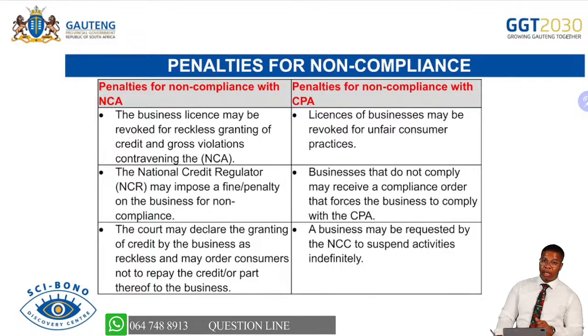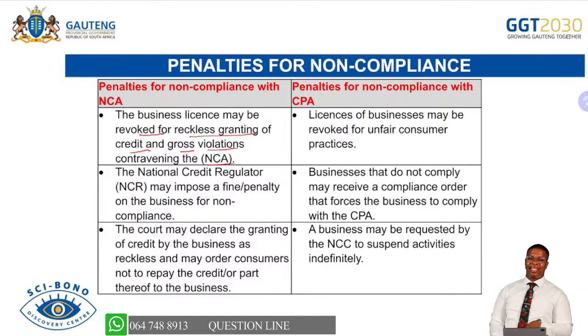What is the penalty for non-compliance with these two acts? The business that doesn't comply with the National Credit Act may have its license revoked for reckless granting of credit and gross violation of the National Credit Act, because the National Credit Act says businesses should not grant credit to consumers who do not qualify and who cannot afford it. So that can be the punishment. The license can be revoked, which can mean the business will have to stop because they do not have the license to operate that particular business.